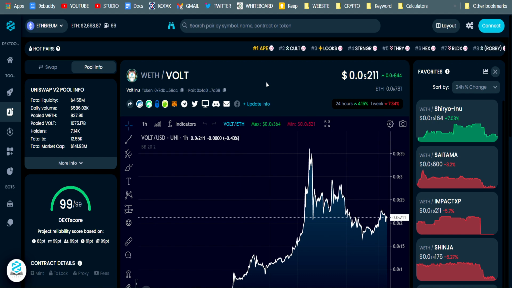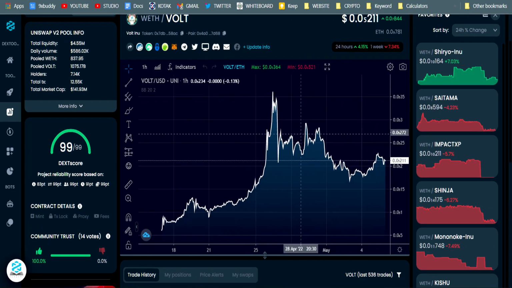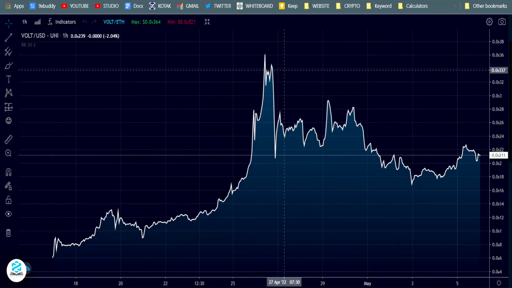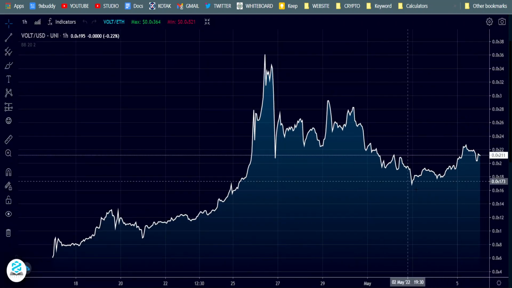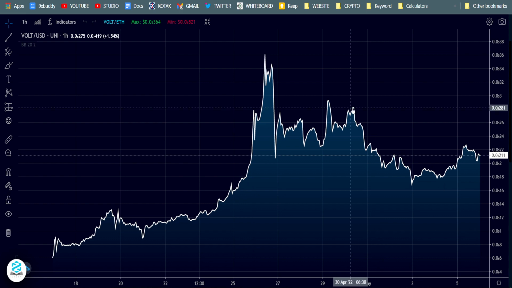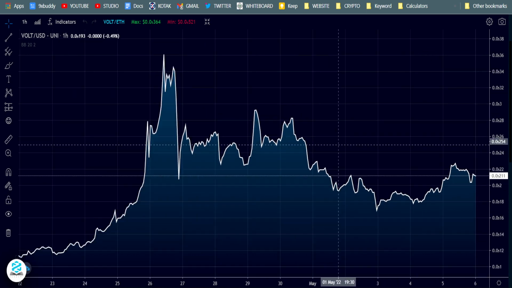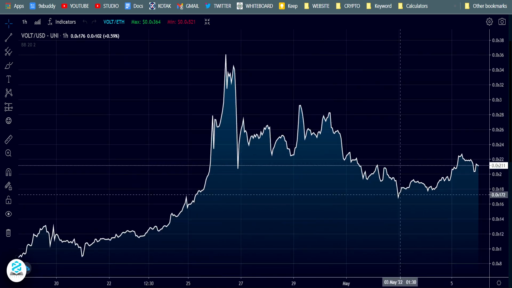So guys, Volt Inu seems to be really performing well, and if we take a look at this chart, it looks like many whales have sold Volt Inu around here, but I think these people are going to regret this in the long run if they didn't buy it back here.